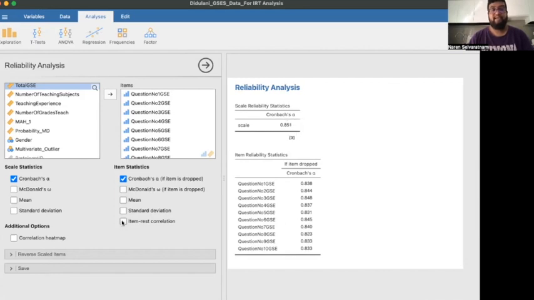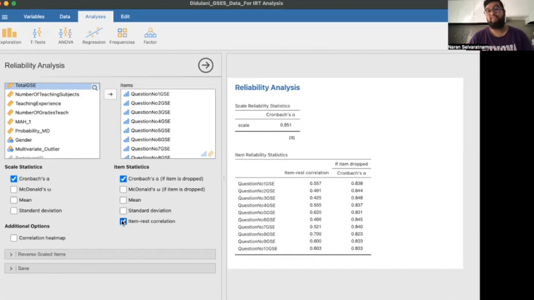And I'm going to get the item-rest correlation. Some say this is item total correlation. So what we try to do is correlate the average score of each item with the total of the rest of the 9 items. So for example, GSES item 1 has a correlation of 0.557 with the rest of the scores of the other items.